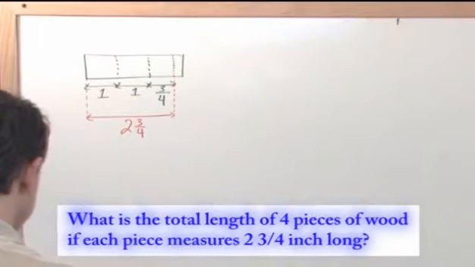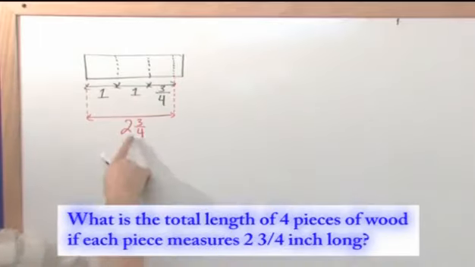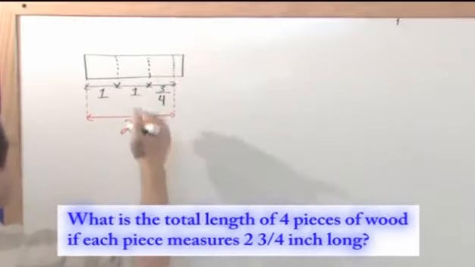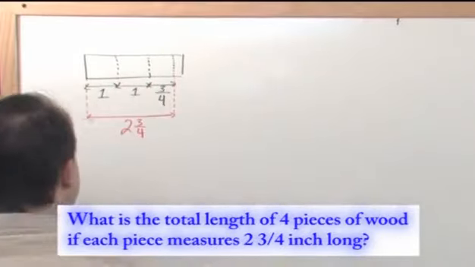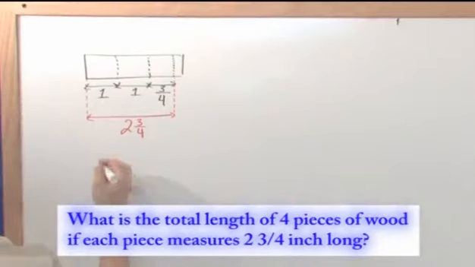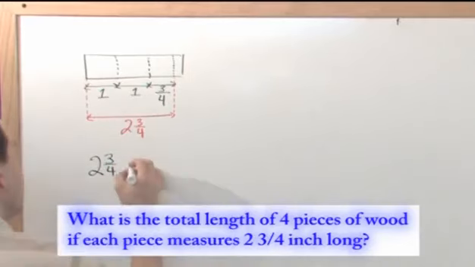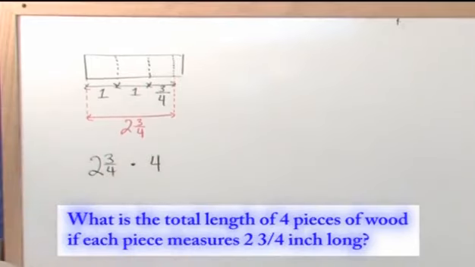So what we're going to do is take this length here, which is one piece of wood. This is how long my piece of wood is, and we're going to put 4 of them end to end and find out what the total length is. So we are taking 2 3/4 of an inch and multiplying it by 4. And the dot here is just multiplication.